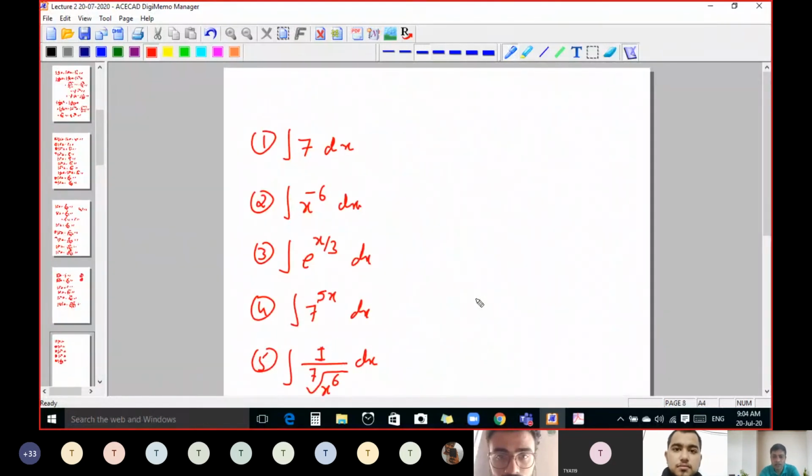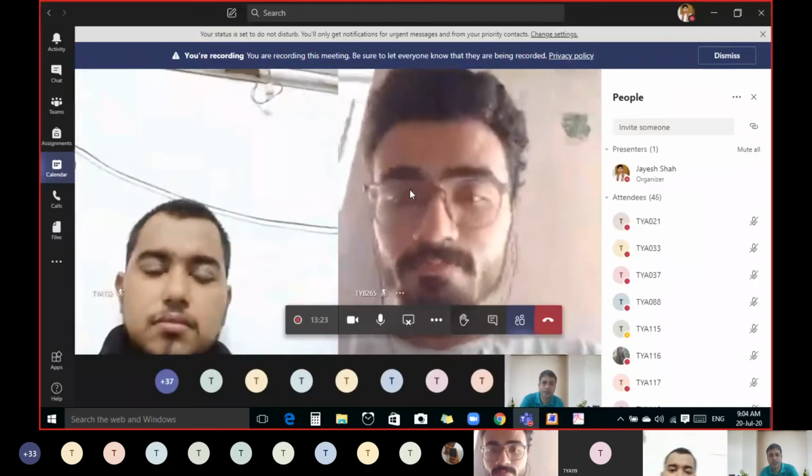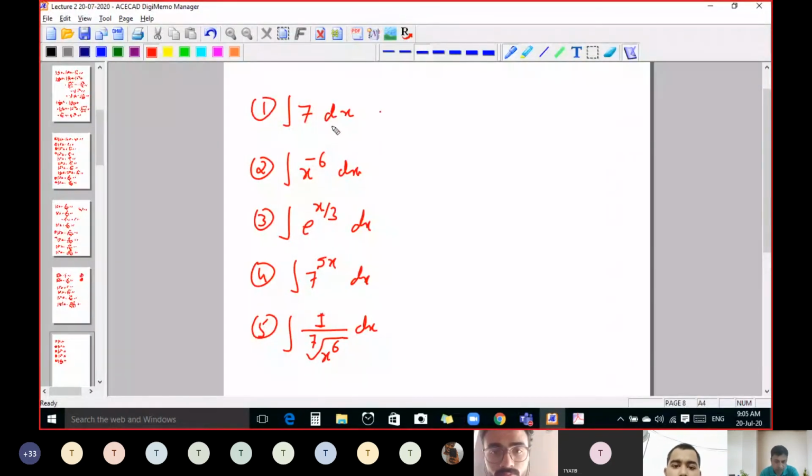Now, this is your small homework. Integration of 7. We know that it is a constant, so the answer is 7 into x plus c. Integration of x raised to minus 6. The answer of that is x raised to minus 6 plus 1, that is minus 5, upon minus 5, plus c.